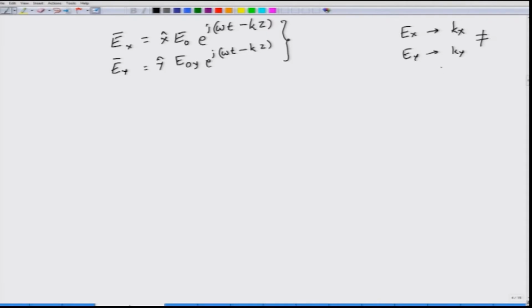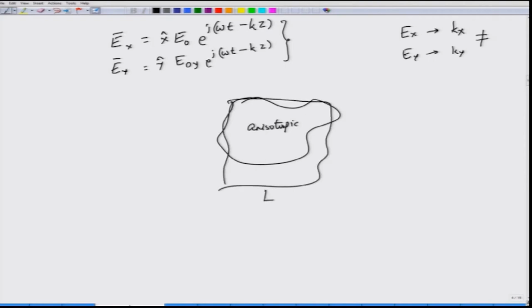We will not look at anisotropic media for now; we will reserve that treatment for later. I will not go into details, but I am trying to motivate phase modulation to you. If I take an anisotropic medium of some length L, and I have a wave which has both an Ex component as well as an Ey component, propagating along the z axis, this is the Ey component, this is the Ex component, and the wave is propagating along the z direction.